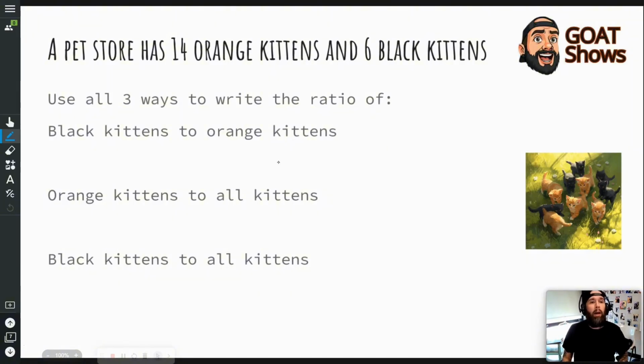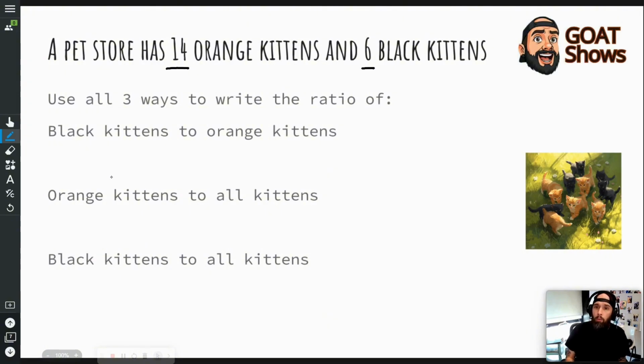A pet store has 14 orange kittens, oh, my favorite, and 6 black kittens. Use all 3 ways to write out the ratio of first, black kittens to orange kittens. So I'm going to write this out 3 different ways. The black kittens are 6, the orange kittens are 14.